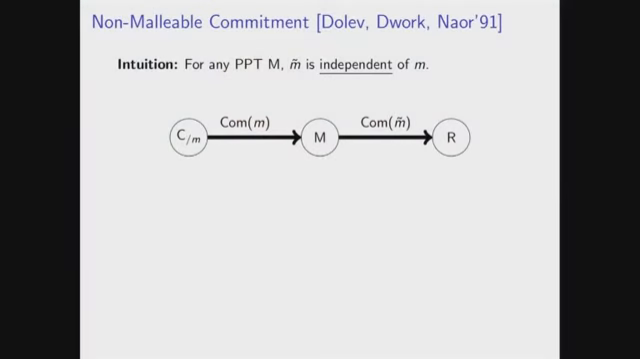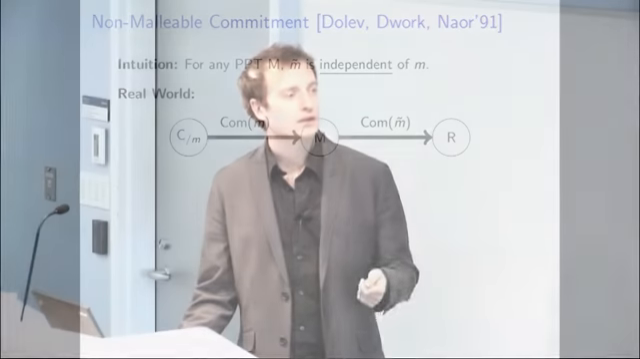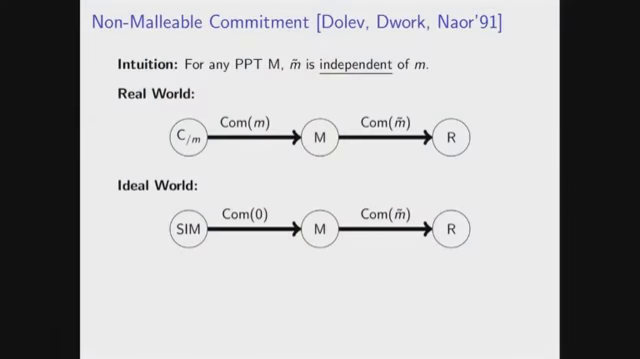So to formally define non-malleability, the intuition we want to keep in mind is that it's infeasible for the man in the middle to produce a commitment on the right, M tilde, which depends on the commitment on the left. To formalize this notion, we use the real and ideal paradigm. The real world is exactly this picture. The ideal world looks similar, except that there's no left execution, no left protocol. Instead, there's just a simulator who always commits to 0.